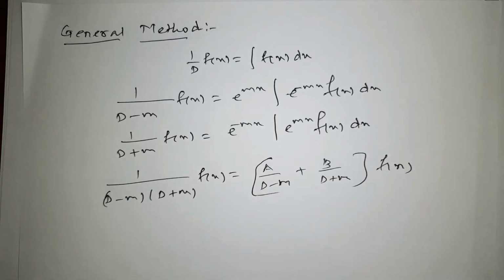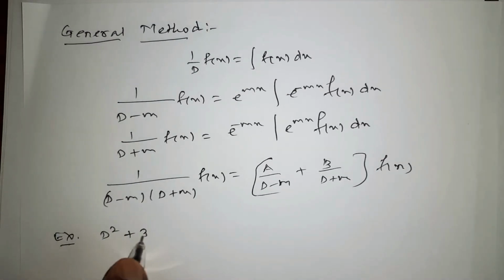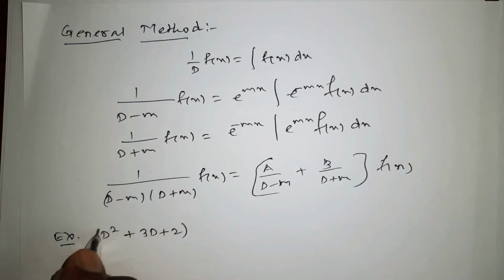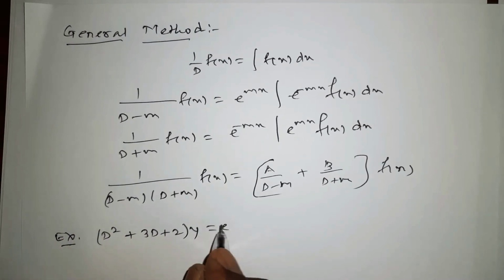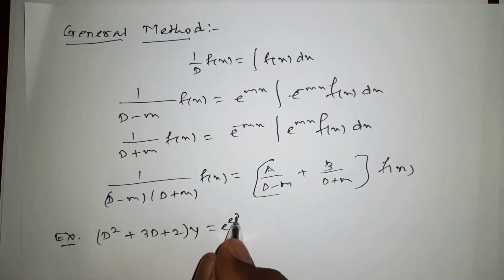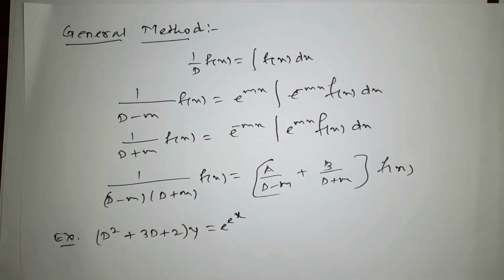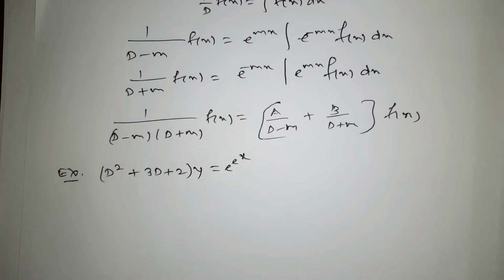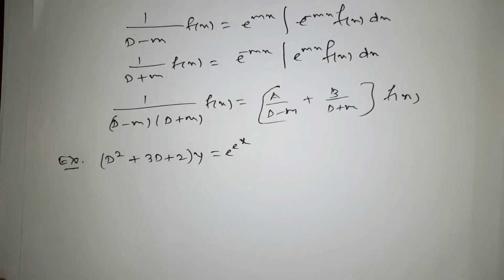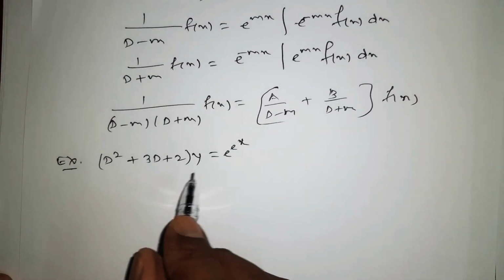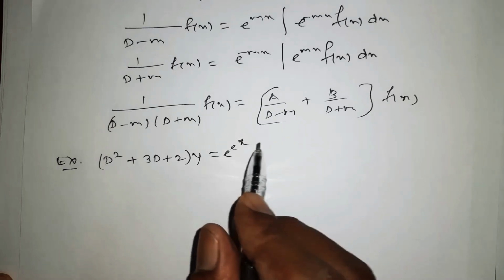So the first example I am going to take is a general example: D square plus 3D plus 2 operating on y is equal to e raised to x. In many books you can see this example. This is a common example for the general method, I can say. So D square plus 3D plus 2 operating on y is equal to e raised to x.